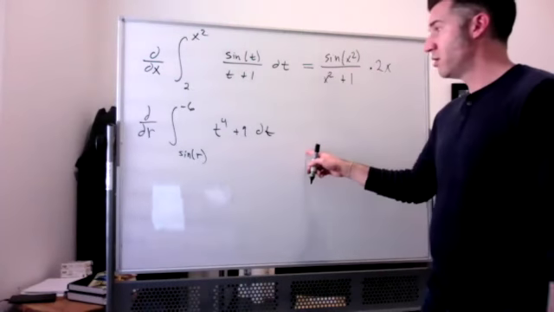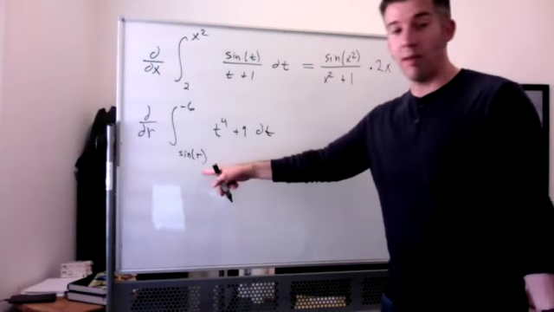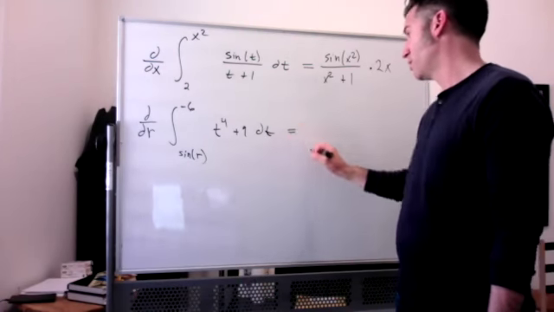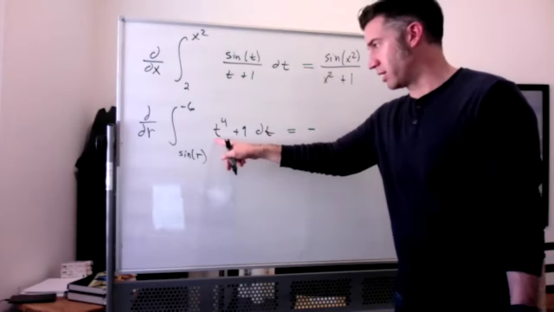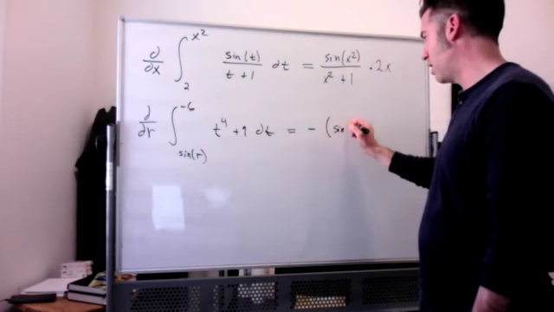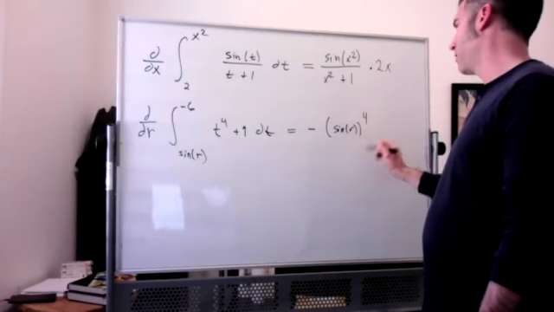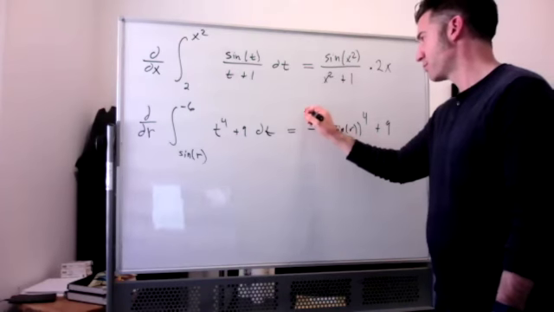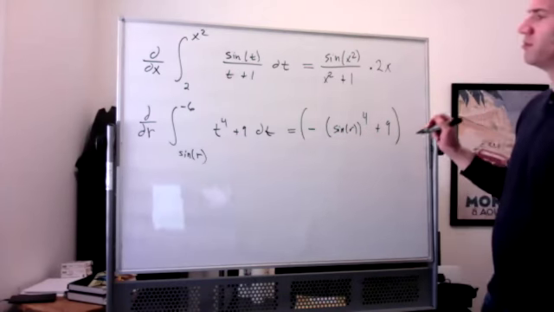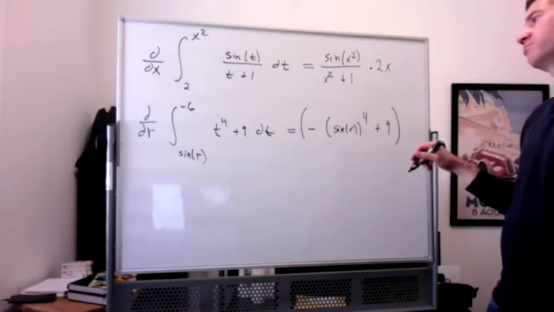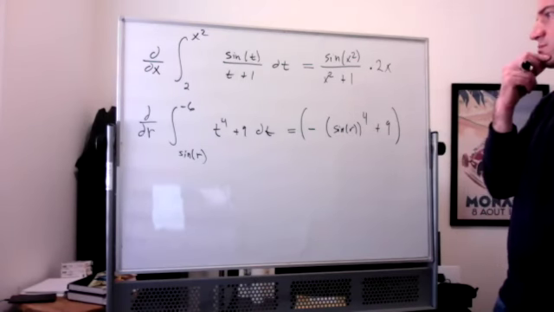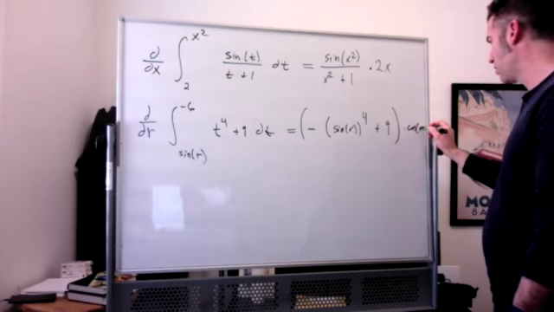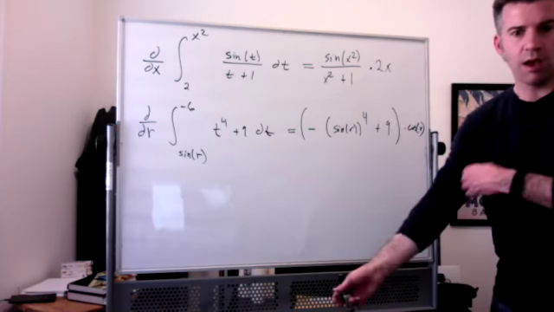On this one, we're going to plug in sine of r now, but since it's in the lower limit, we have to slap on a negative sign. So negative, plug in sine of r for t, so it's sine of r to the 4th plus 9, times, now I have to think about this for a second. No, yeah, that's right, times cosine of r.